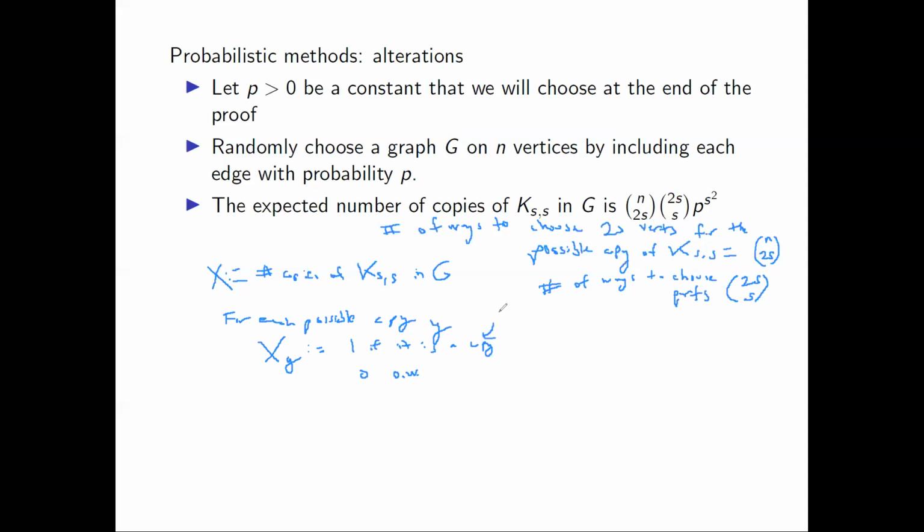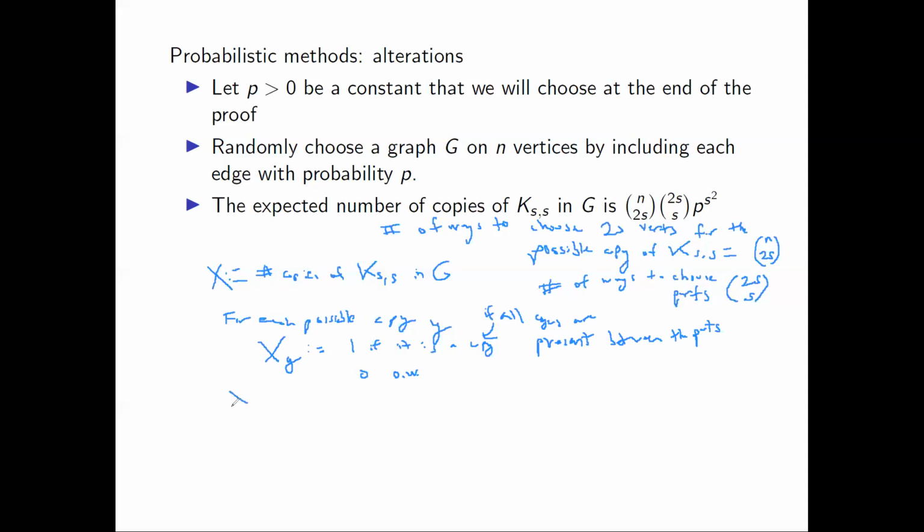So if it is a copy, it means that all edges are present between the parts. So between the two parts we chose with sizes s each, when we did the experiment to construct our graph, if all edges are present between these two parts in this possible copy, and this possible copy is just a set of 2s vertices with s of them denoted left and s of them denoted right. So if all of the edges are present between the parts, then this random variable x sub y will be 1, it'll be 0 otherwise.